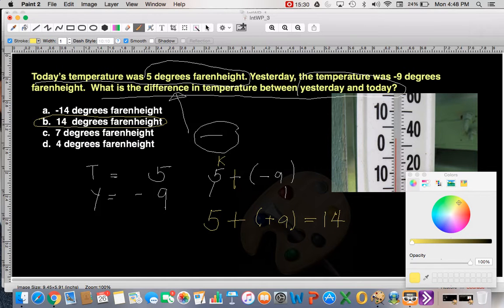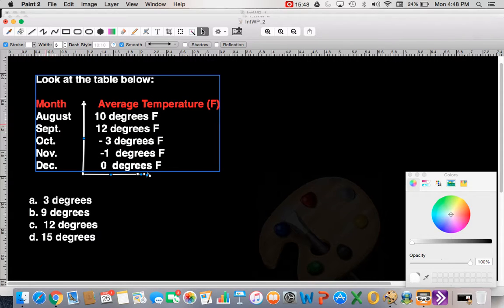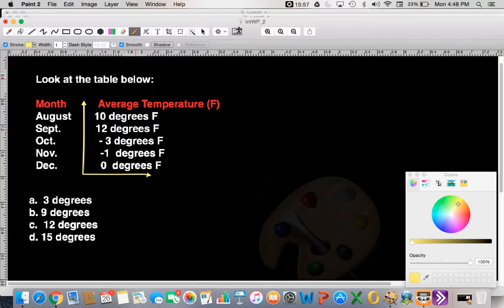Next problem. Look at the table below. So here, from time to time, your tests will show some table. This is your table. August is the month of August. The average temperature is 10 degrees Fahrenheit. September 12 degrees Fahrenheit. October negative 3. November negative 1 degree Fahrenheit, and December is 0 degrees Fahrenheit.